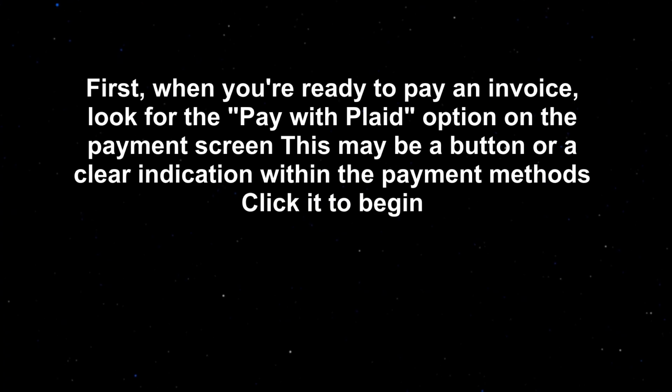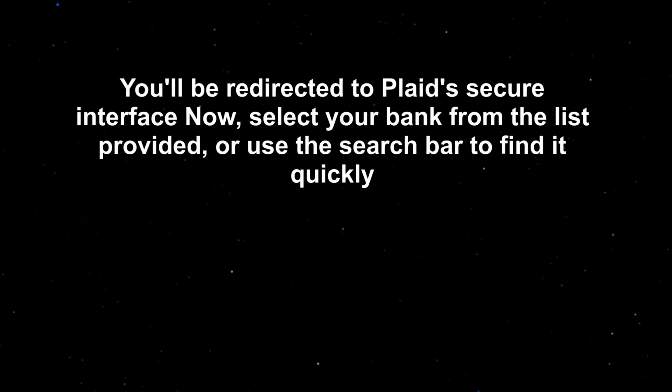First, when you're ready to pay an invoice, look for the Pay with Plaid option on the payment screen. This may be a button or a clear indication within the payment methods. Click it to begin. You'll be redirected to Plaid's secure interface now. Select your bank from the list provided or use the search bar to find it quickly.